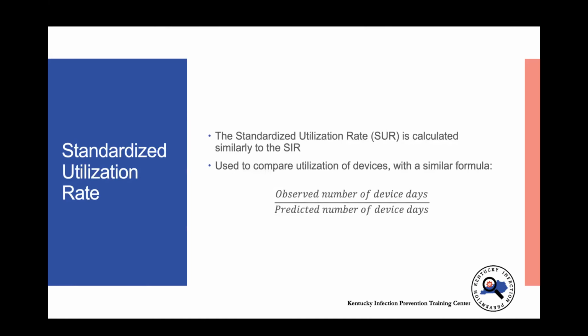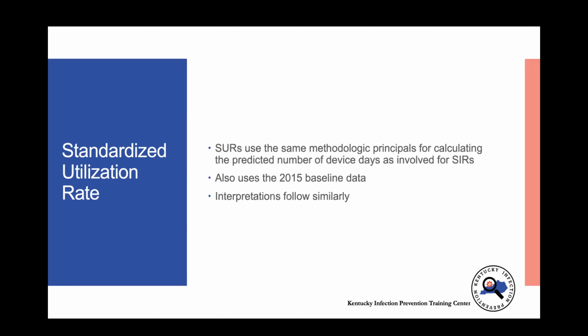Related to the standardized infection ratio is the standardized utilization ratio, or the SUR. It uses a similar formula, but we're comparing the utilization of devices as opposed to the number of infections. In this case, we're looking at an observed number of device days divided by a predicted number of device days. It uses essentially the same methodologic principles as calculating SIRs. It's using the 2015 baseline data, and it's similarly calculating, based on those factors, the number of device days that it predicts you'll have based on the number of patient days.